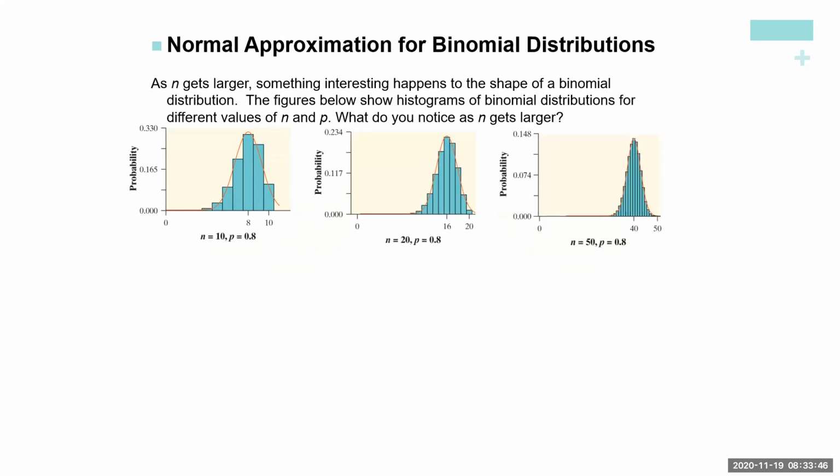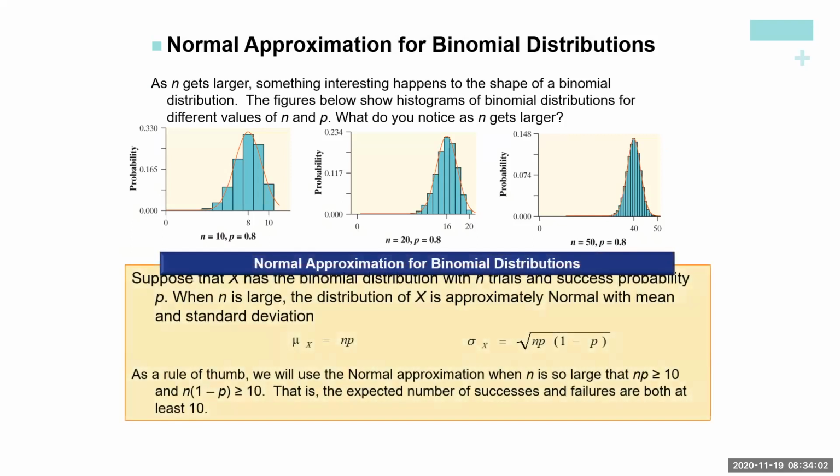So if we take a look at these distributions, notice here I just have a sample size of 10. Here I have a sample size of 20. Here I have a sample size of 50. What do we notice? Our law of large numbers says that as my sample size increases, I should be getting closer and closer to a normal distribution.